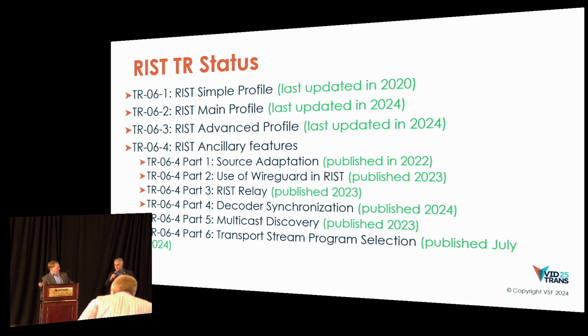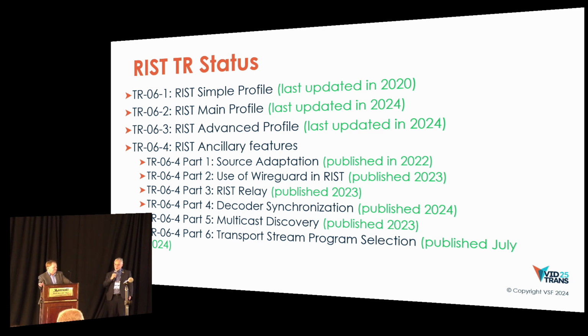Ciro, you want to? Yeah. So we have 6 TRs now with ancillary features, right? The last one is part 6, which was the subject of my talk, and you can see downstairs. And I believe I had one talk on each one of those at different times, right? Mm-hmm.